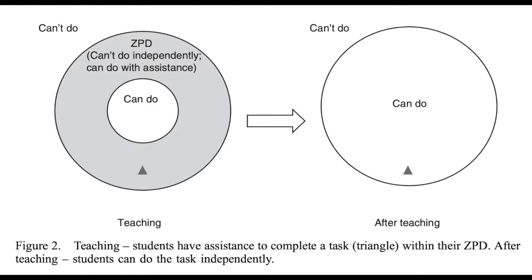If you give them a task right now, they don't have the knowledge or the skills or the experience to know how to do it. But if you give them a little bit of information, a little bit of coaching, they will be able to do it. That area is the zone of proximal development.